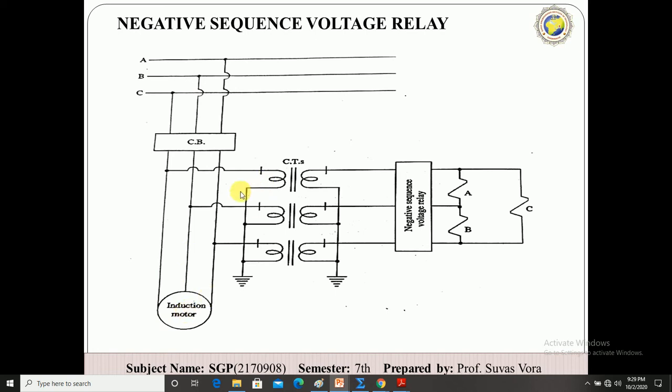Now today's topic is the new chapter, numerical protection systems. Today's topic is the introduction of numerical protection, then the block diagram of the numerical relay and the numerical overcurrent relay.